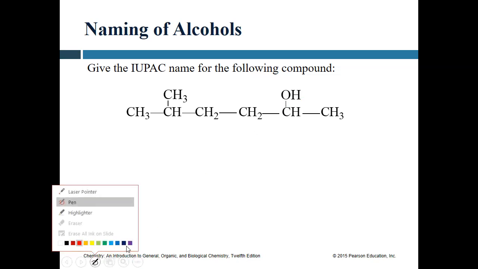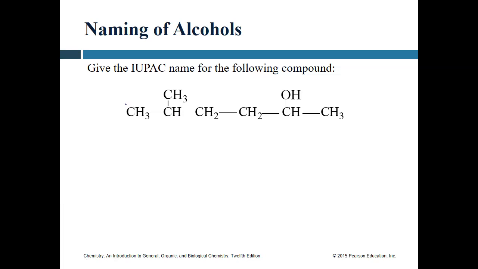So our first step always is to figure out how many carbons we have, figure out what our base chain is. I've got 1, 2, 3, 4, 5, 6 carbons in this longest chain. So I know I'm dealing with a hexane group. But since it's an alcohol, that hexane is going to be hexanol. Again, recognizing that I have an alcohol here, I've got to change the ending from E to OL. This is hexanol.